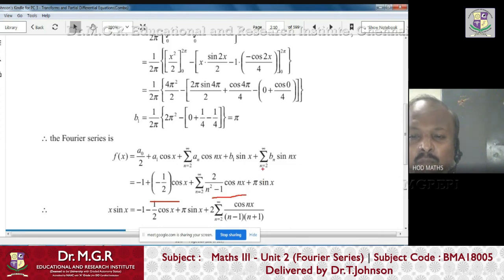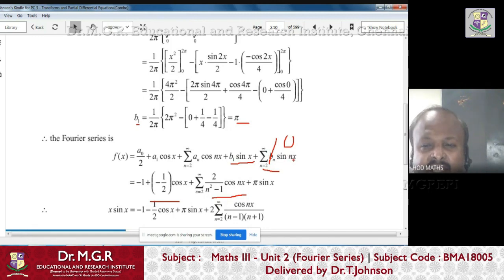Then what about bn's? For bn's, we already know bn becomes 0 except b1. So this entire infinite series becomes 0 from 2 to infinity. Only the first term remains. What is the first term? b1 into sin x. That is the first term in this infinite series. So all other things become 0. So they take only b1 and sin x, right? And the b1 value is pi. So pi into sin x.